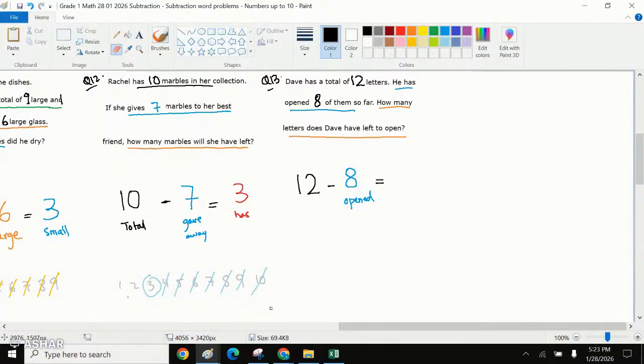If the total were 12, we can say 1, 2, 3, 4, 5, 6, 7, 8, 9, 10, 11, and 12. Out of these 12, they've opened 8: 1, 2, 3, 4, 5, 6, 7, and 8. That means Dave is left with 4 unopened letters. Okay?